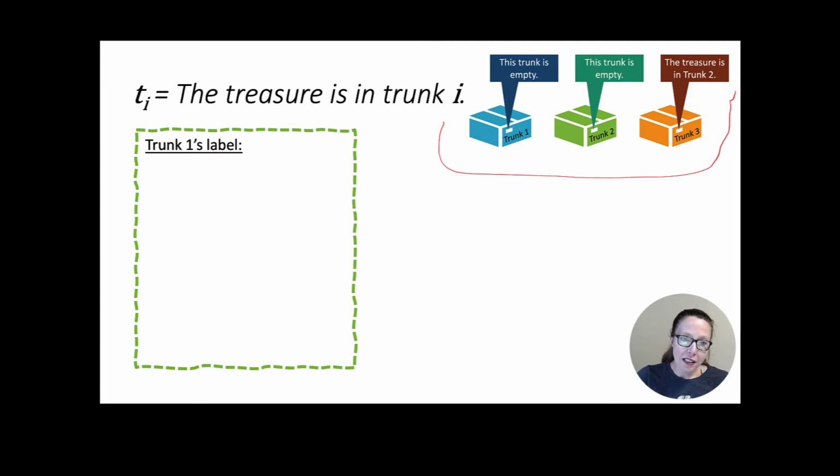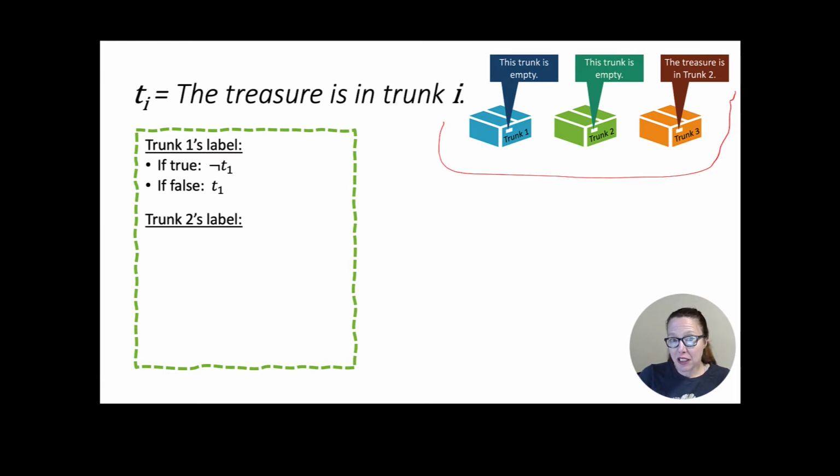Well, trunk 1's label states that if it's true, then this label states that T1 is not true. The treasure is not in trunk 1. And so it's the negation of T sub 1. If it's false, what that means is it is in trunk 1. The opposite of this trunk is empty is that this trunk has the treasure. There's only one treasure. It's in one of the trunks. If that trunk is not empty, it's in trunk 1.